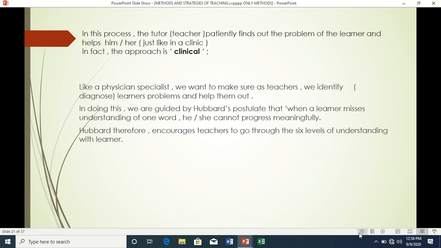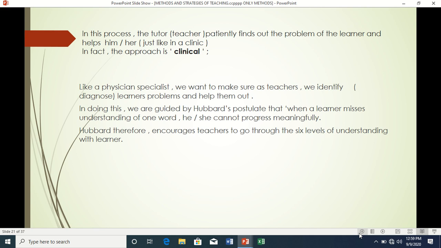So we find that in the process of the teacher patiently finding out the problems of the learner and helping him, we will agree that this is likened to a clinic. So this aspect of doing things is very clinical.